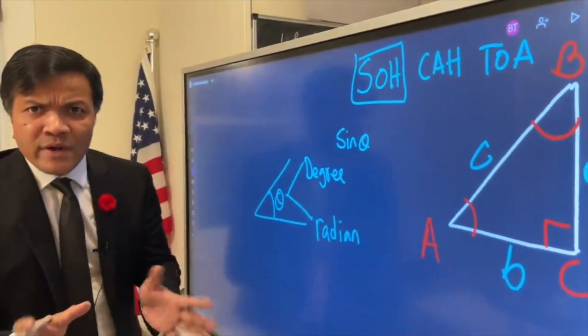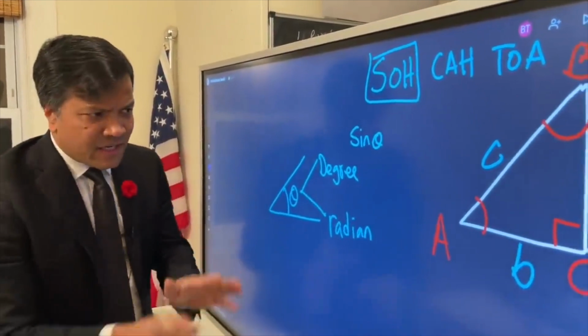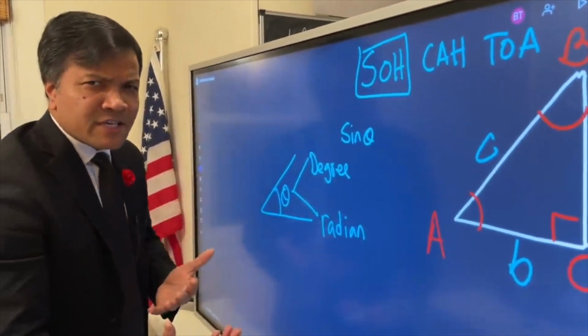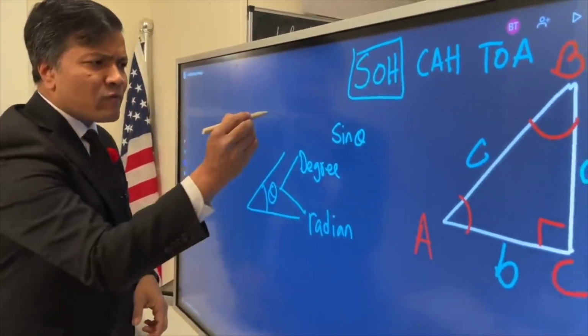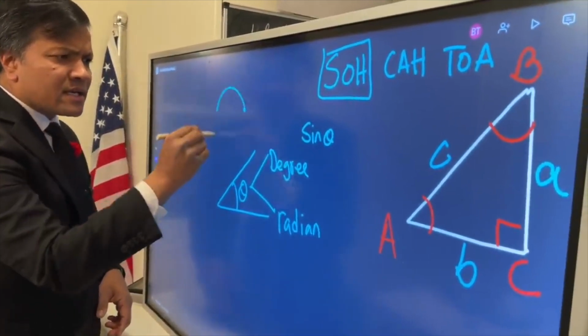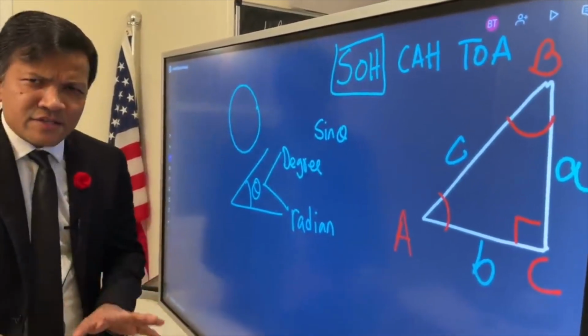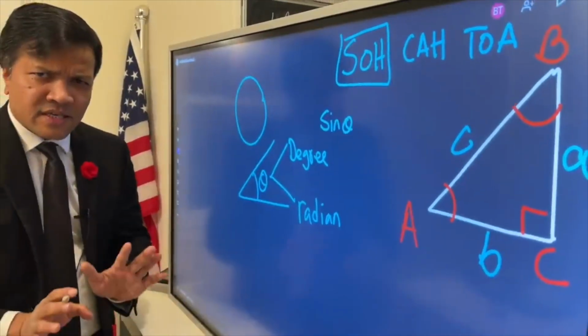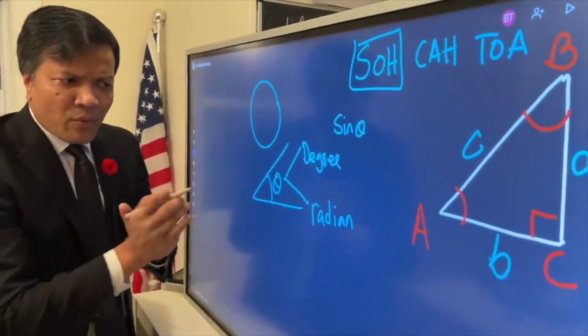And by the way, what is a radian? You probably think degree. You understand what is degree? When you make one revolution from one point and it comes back to the other point, this is 360 degree. Now you probably think, what is radian?